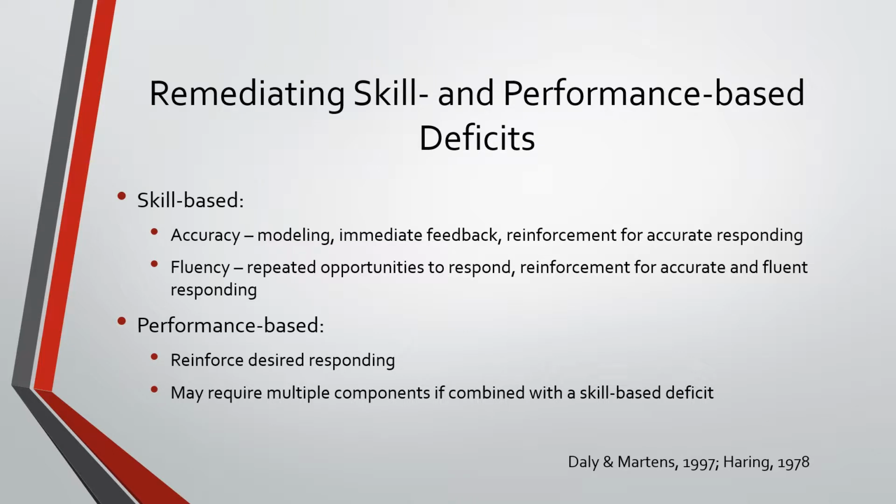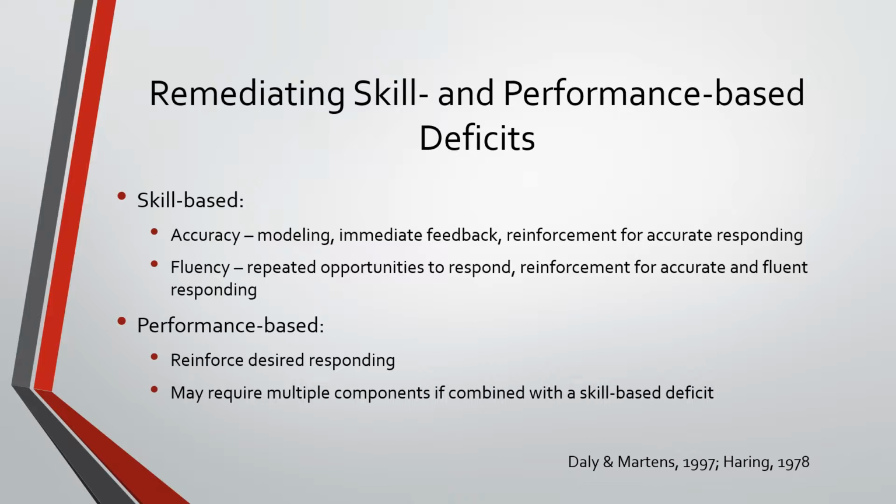So when we're looking to remediate these skill and performance-based deficits, we want to turn to a few different areas. For skill-based deficits, for accuracy, we really want to focus on modeling tasks for students, providing them opportunities to respond and giving immediate feedback on those, and then providing reinforcement for accurate responding. For fluency, opportunities to respond is really what we're going to harp on, and we want to give repeated opportunities to do that, and then provide reinforcement for both accurate and fluent responding.